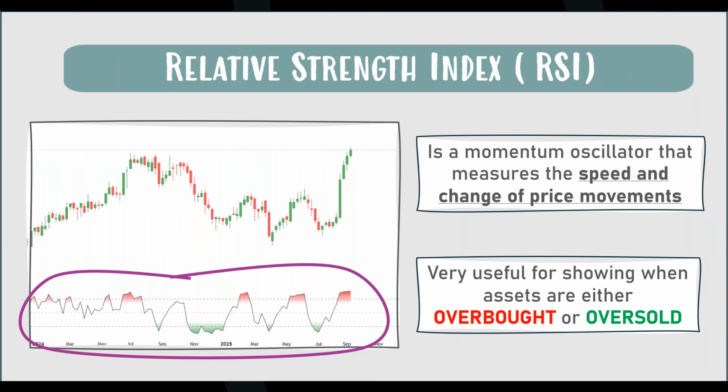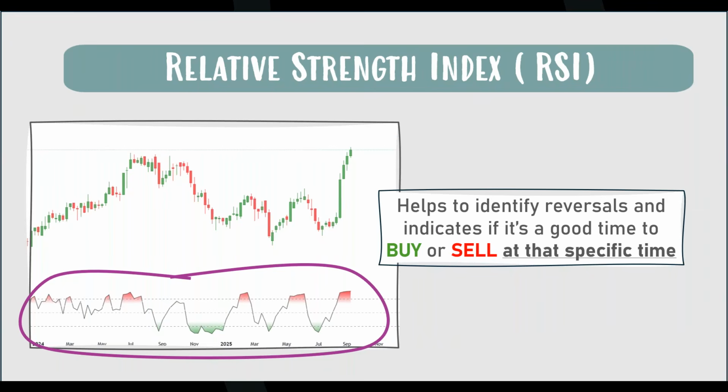So I like it for that reason, that it's able to give you those extremities of just wait a little, there's going to be a pullback, or just wait, there's going to be a rebound. Now, it helps identify reversals and indicates, as I said, if it's a good time to buy or sell at that specific point in time. Because there are many instances where your resistance level is breached. Because when your resistance is breached, it gives you the buy signal. But if your indicator is overbought, it says don't do it now.